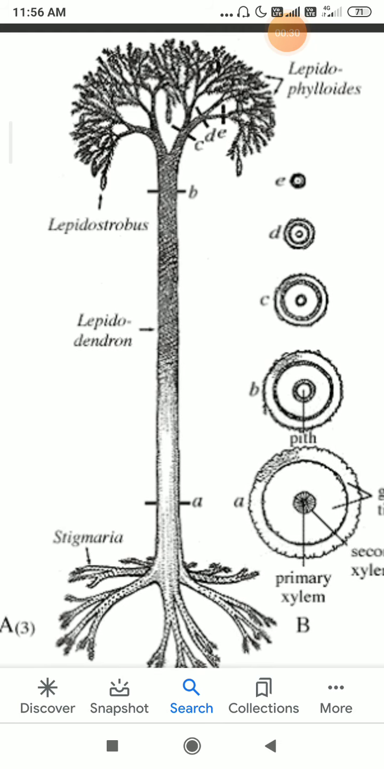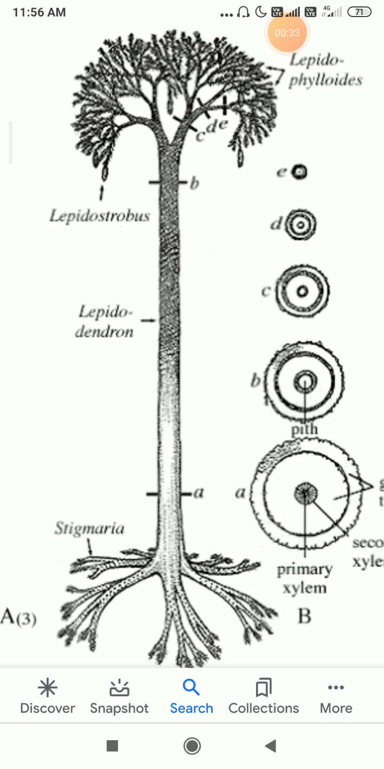What you are looking at in the picture is how the complete pteridophyte looks. You will find it just like a small tree, but it is a pteridophyte. The tip consists of the strobilus. The canopy-like structure is the tip having the strobilus structure, and in the center is the stem portion. Beneath it you will find a root-like structure, which is called Stigmaria, and the center portion is the Lepidodendron stem.